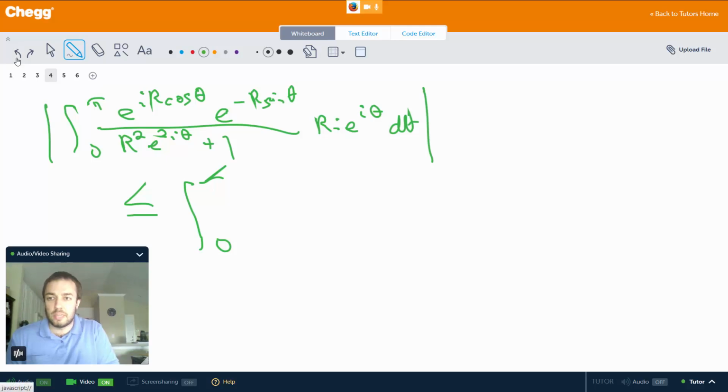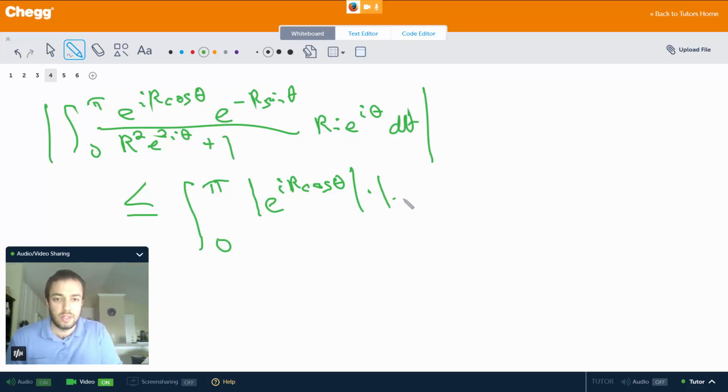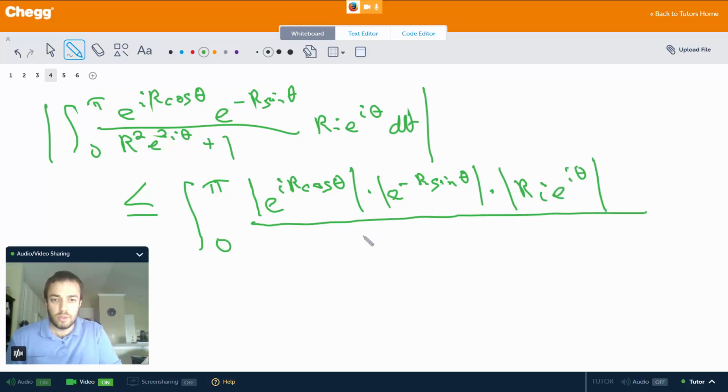And that's going to help us out quite a bit because that's actually going to make a lot of things go away, in the sense that the absolute value of some of this stuff is just 1. Okay, so this is going to be less than or equal to the integral from 0 to pi of the absolute value of e to the i r cosine of theta. And I'm skipping some pre-calculus type steps here where we're just using properties of the absolute value. e to the minus r sine of theta, and then times, let's say, r i e to the i theta over r squared e to the 2i theta plus 1, and then we still have d theta out here.